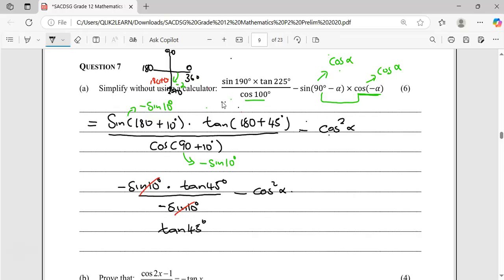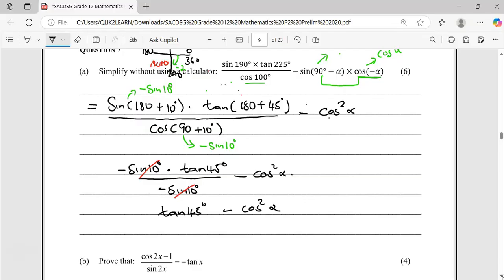Right, we are left with the tan 45 minus the cos squared alpha. Right, so I need you guys to check if you can punch tan 45. I still remember on this on the graph that tan 45 is 1. So the tan of 45, this is 1. So we're going to have this as 1 minus the cos squared alpha. Remember the cos squared alpha, this is an identity which can be written as what? This can be written as, it can change to sine squared alpha.